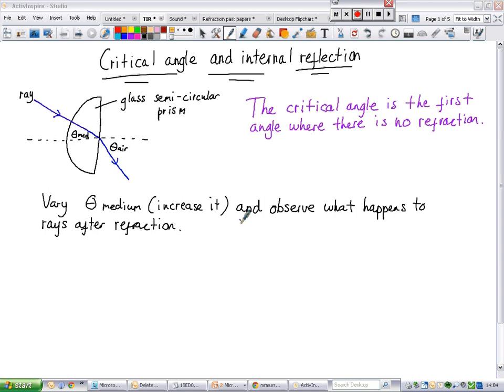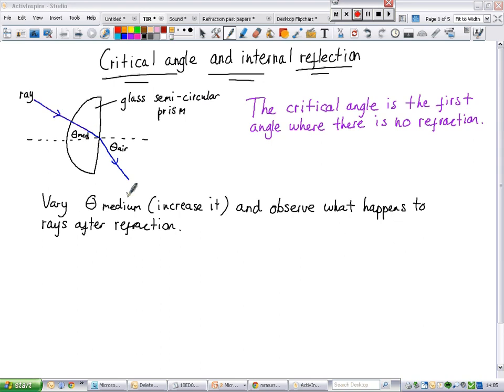So critical angle, we decided, was the first angle where no refraction happens. When you pass light through a particular medium, it changes direction. It changes direction because it's changing speed and it's also changing wavelength. So when this passes through here, there's an angle within that medium, and that angle in air is always greater than this angle in the medium because it's speeding up as it emerges into air.